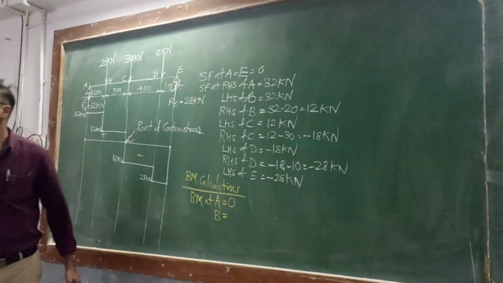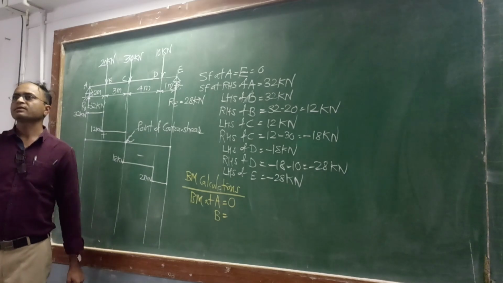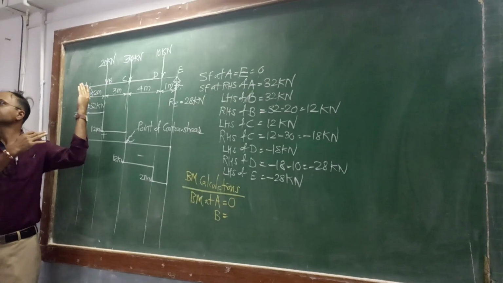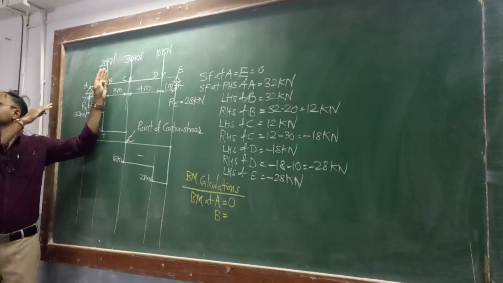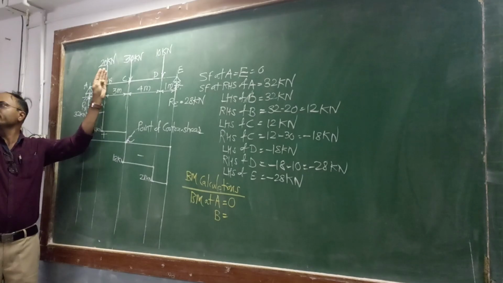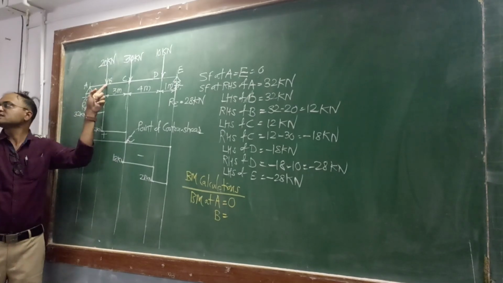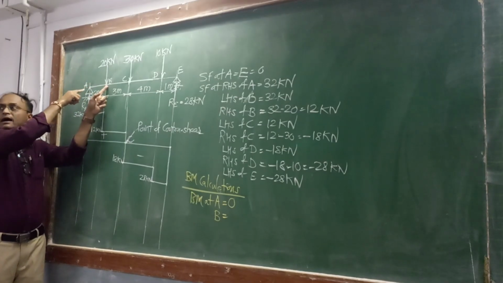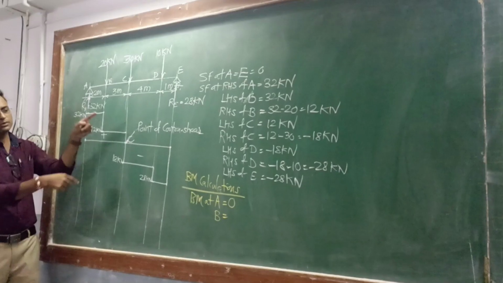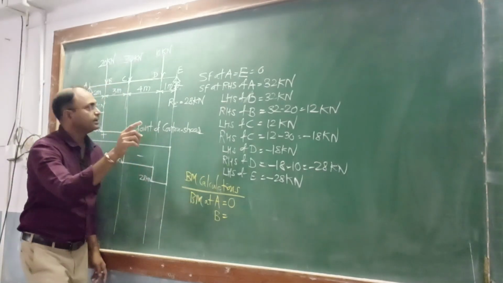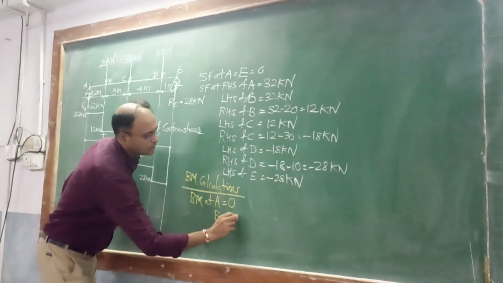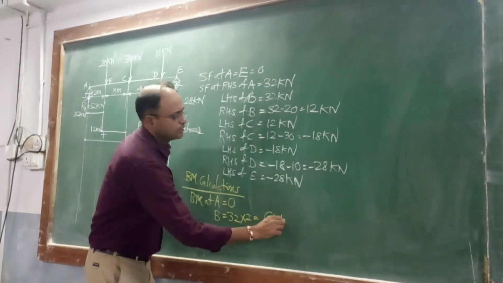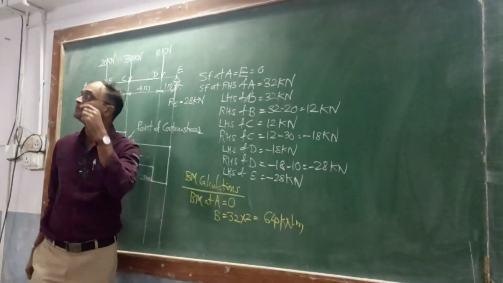Basics. We have to consider the left side of the beam. So what is there on the left side? B के लेफ्ट में क्या है? It will be RA. What is the value of RA? 32. B से कितने डिस्टेंस पर है RA? Point B and the point of RA are at a distance of 2 meters. So bending moment at B will be RA, that is 32 multiplied by 2, that is equal to 64 kilonewton meter.